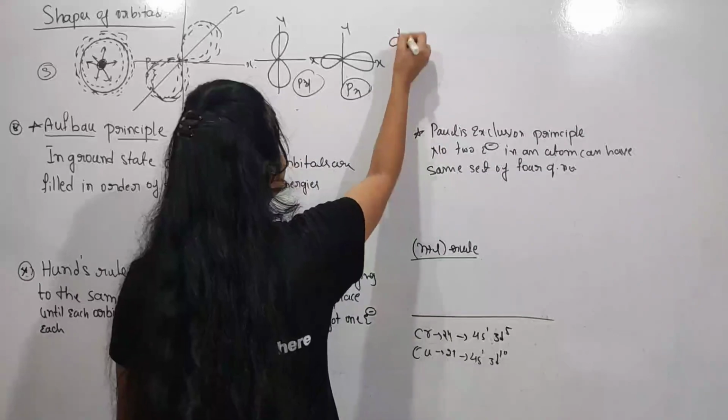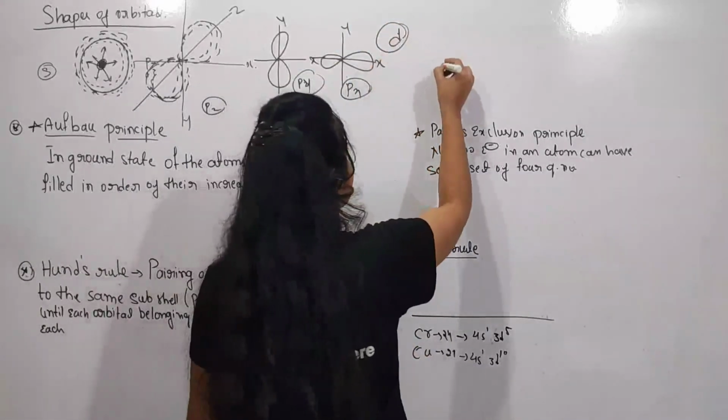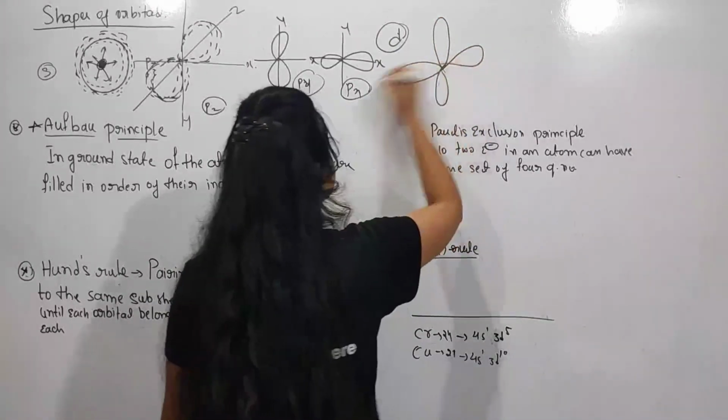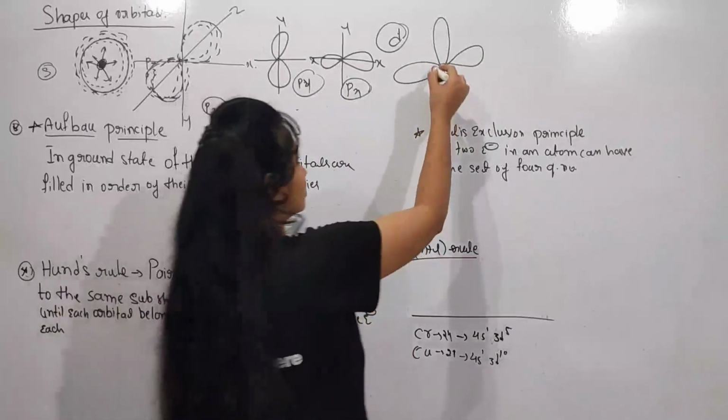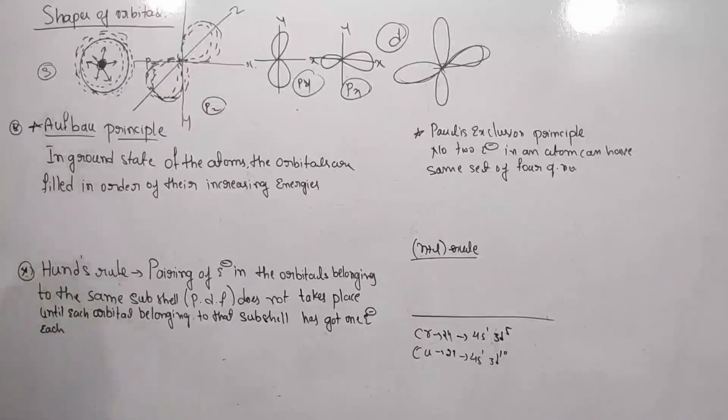And next, in the d orbitals, we have a total of 5 d orbitals. D orbitals are dumbbell in shape. So this is all about the shapes of an orbital.